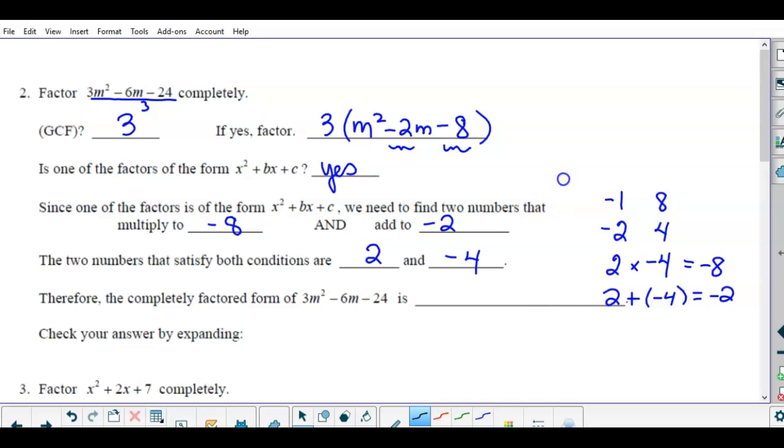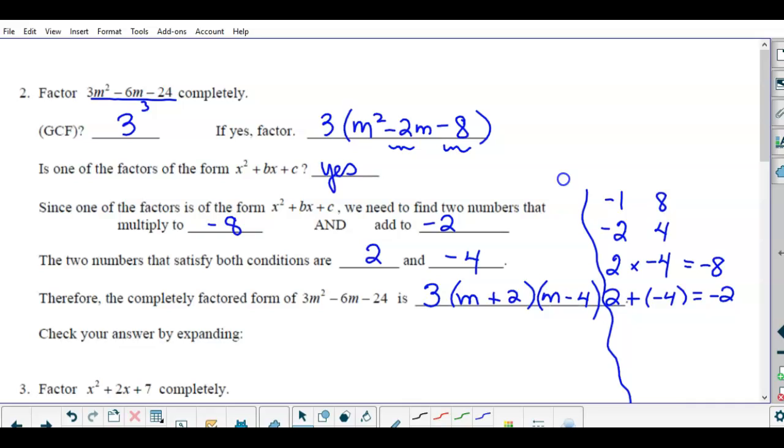Okay, so completely factored form, we have to copy out the 3 that we common factored. And then we have, not x, we have m, sorry. Okay, and then we have plus 2 and minus 4. Okay, that's your factored form.